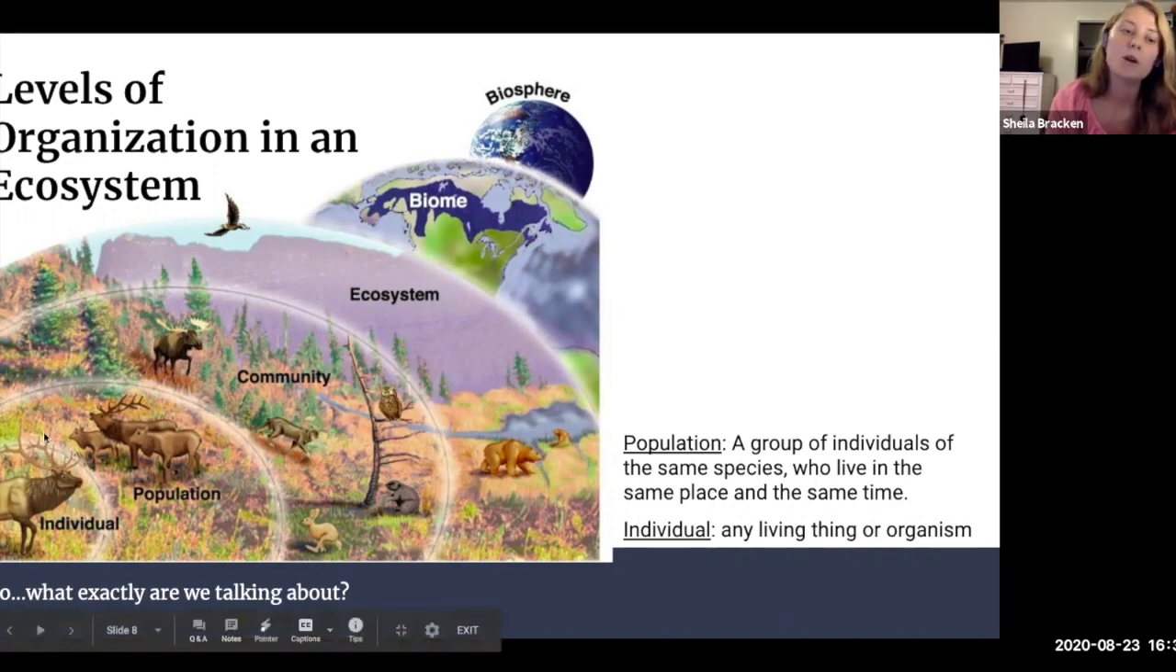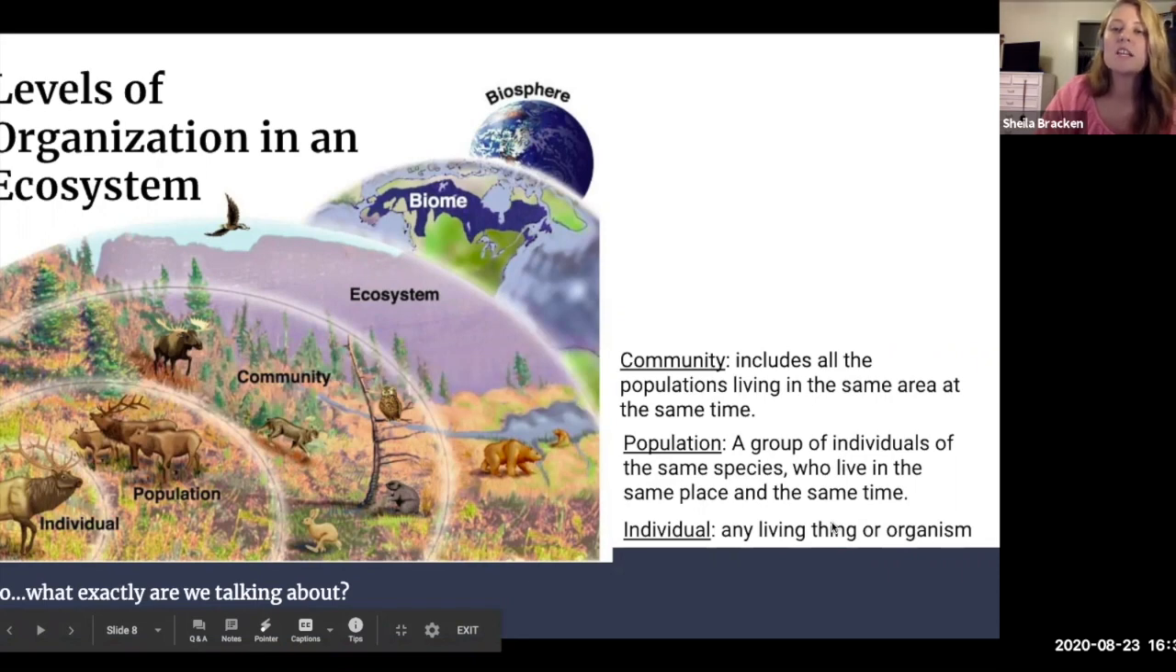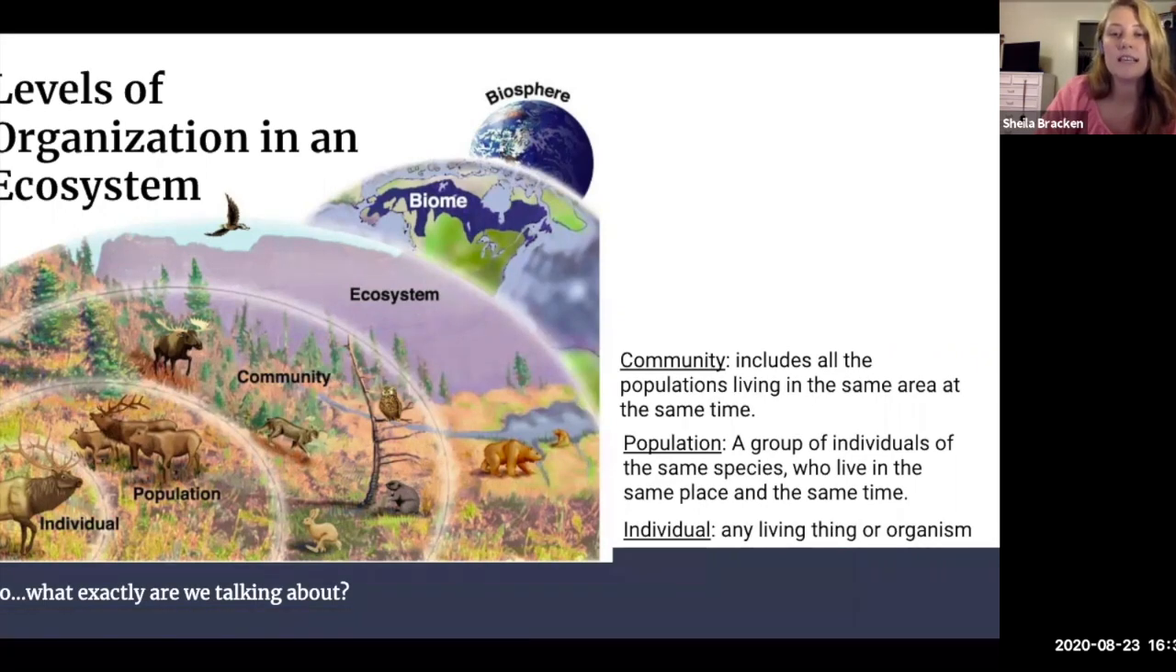If this moose's mom and dad are dead, they are no longer part of the population, right? They have to be living at the same time. Next, we're going to go to our community. So this includes all the populations living in the same area at the same time.